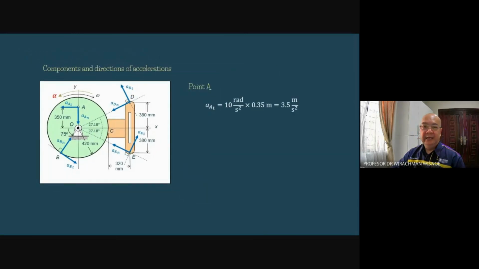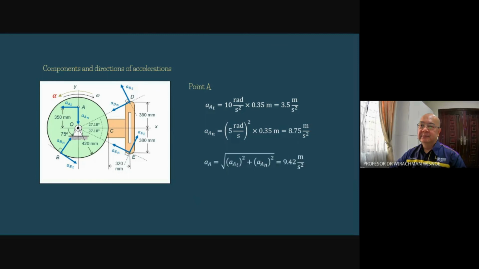Point A. The tangential component is alpha R. So this is the alpha, and this is the R. The R is the distance from O to A, which is 0.35 meters. So you have the tangential component of point A. The normal component is omega square times R. This is the magnitude. This will be the resultant. The angle will be normal over tangential. The angle will be 68.2 from this horizontal line.